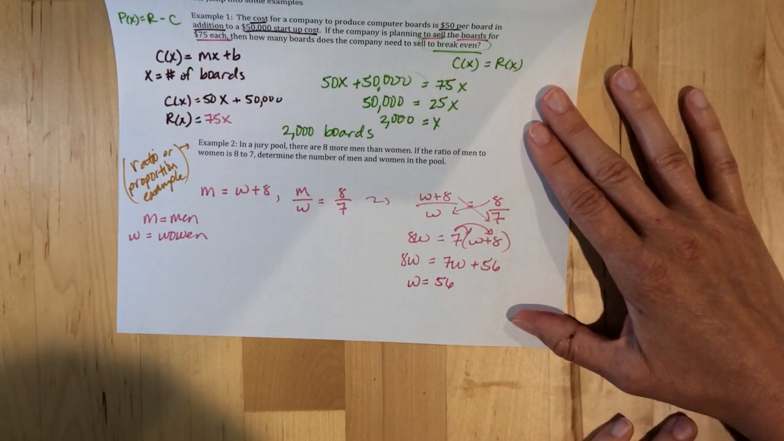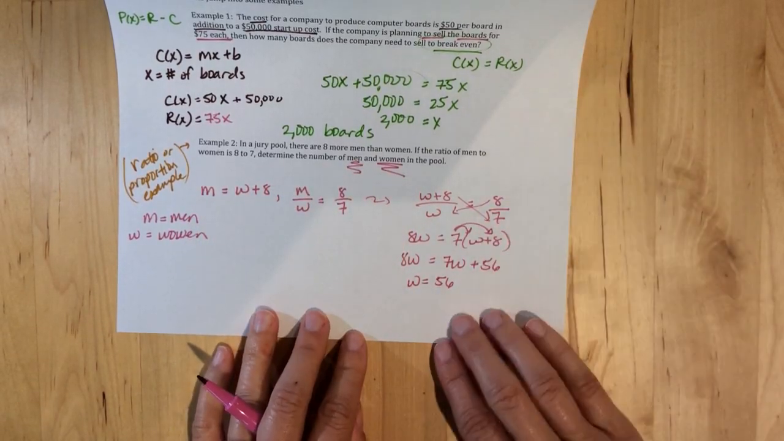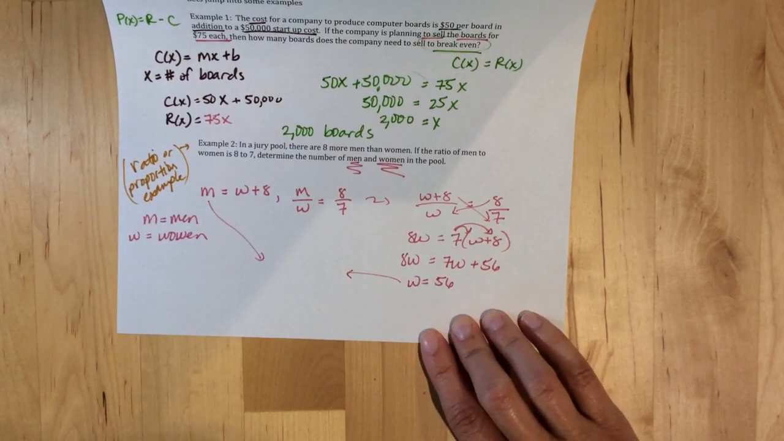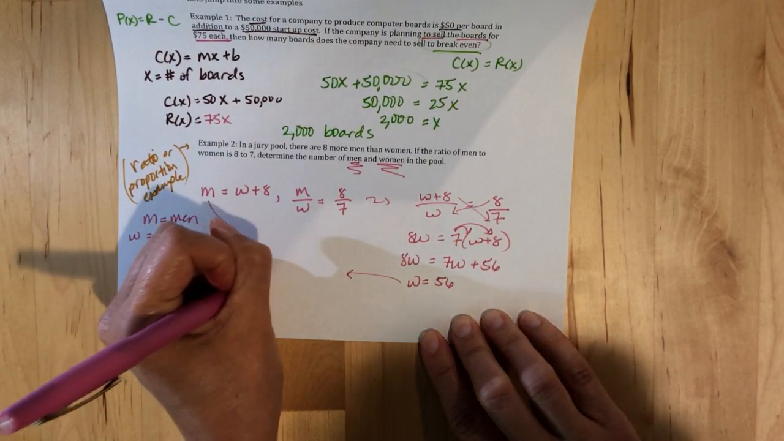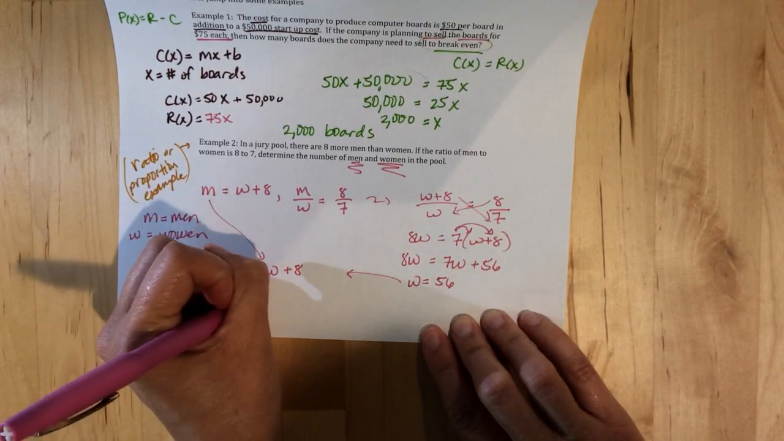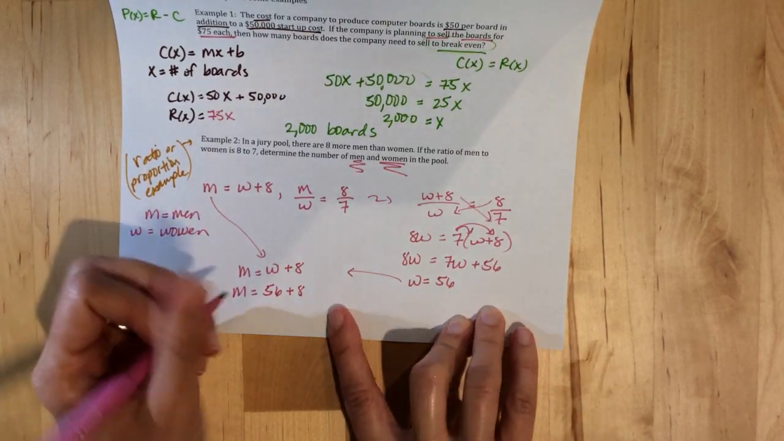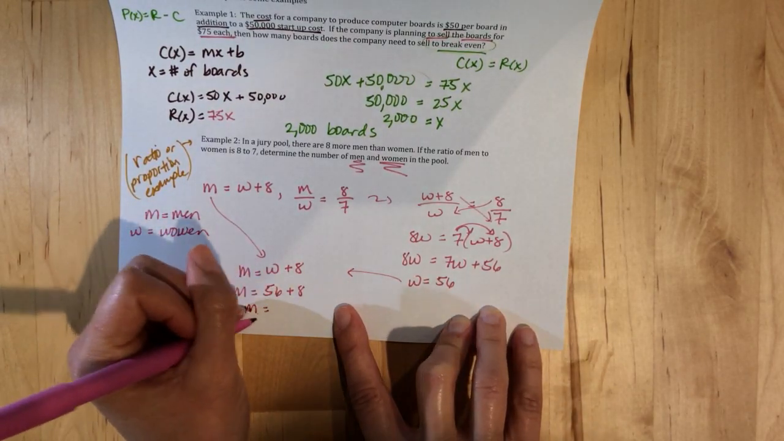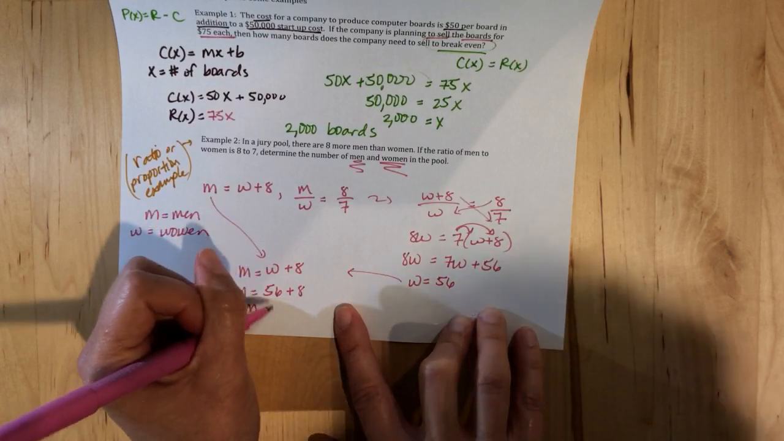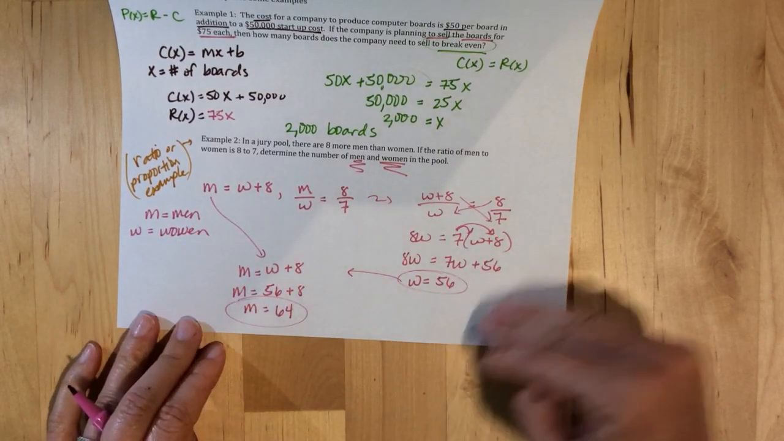But are we done? No, because we need to know how many men and women are in the pool. So now, combining these 2 things, men is equal to women plus 8. So we know that there are 56 women plus the 8 more men. Then I know that there are 64 men. There you go.